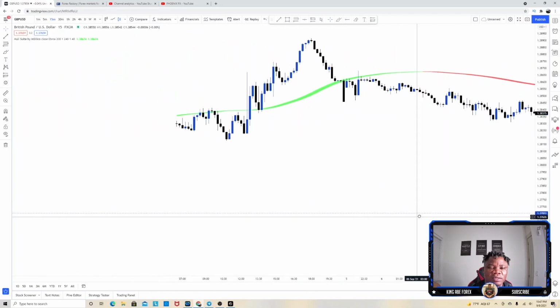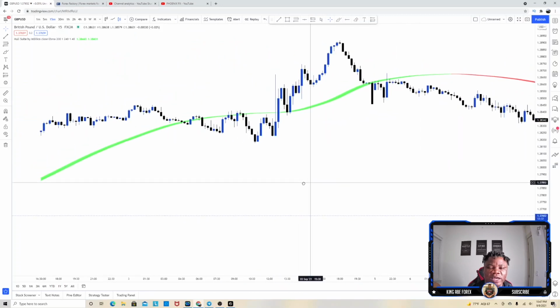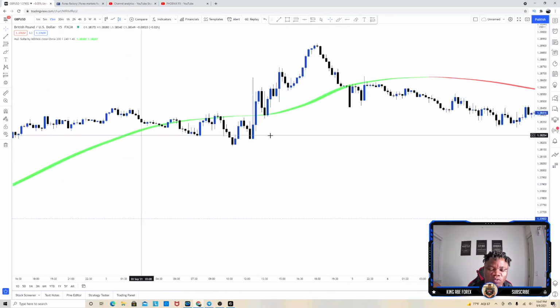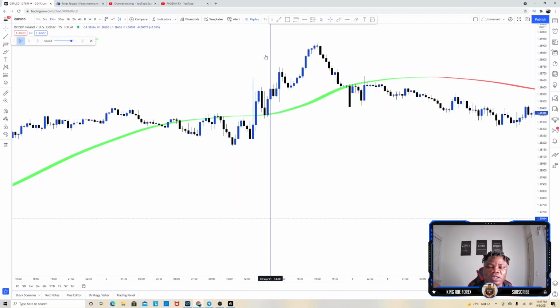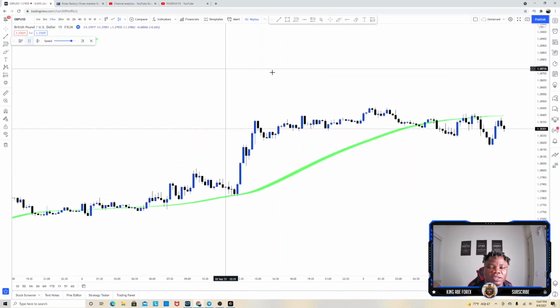Okay, so we have another one here. We're waiting for price to be above the whole suite indicator. Now once we have price above that, let's put this in replay mode and take a look and see where our entry is going to be for this buy trade.